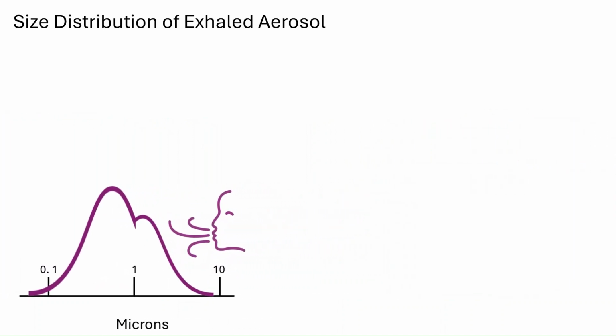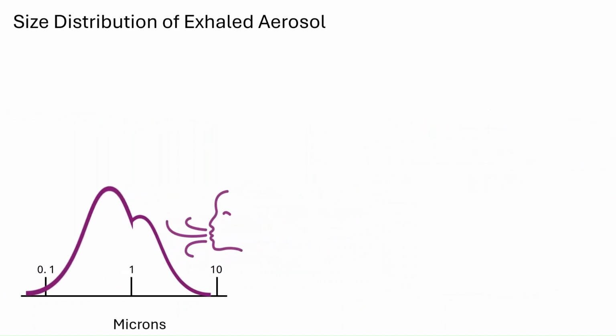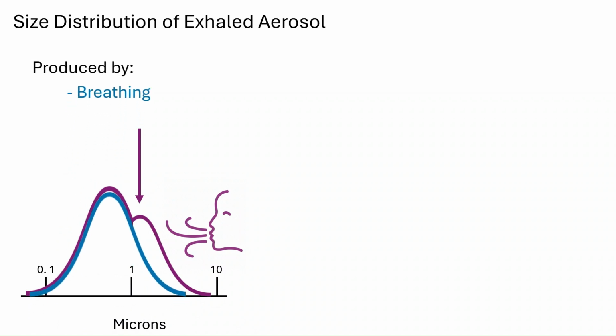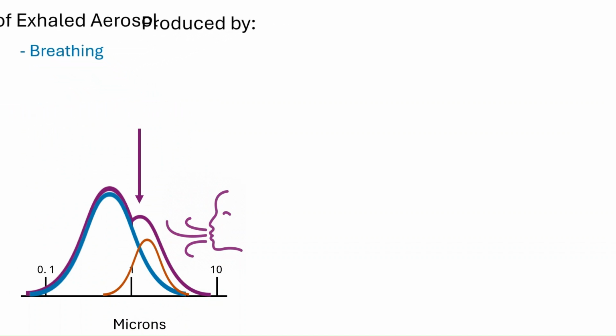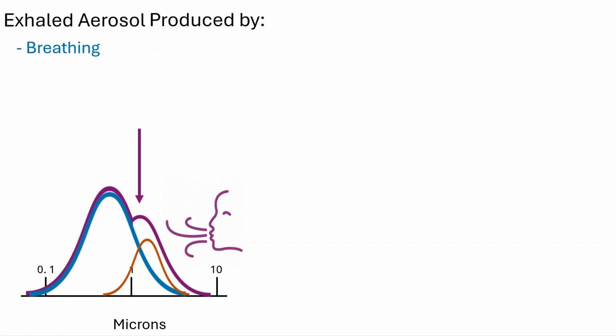Now, when you look at the size distribution, it doesn't seem to have a simple log normal distribution, but rather it has an unusual bump on the side. The reason for this is because there are two distinct ways in which exhaled aerosol is produced when a person is talking. One way is the aerosol is produced just by breathing, and the other is aerosol is produced in a completely different way when people talk and sing. Okay then, how are they different?